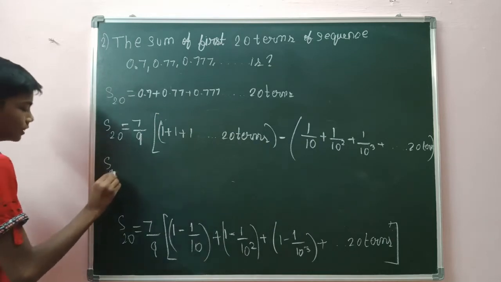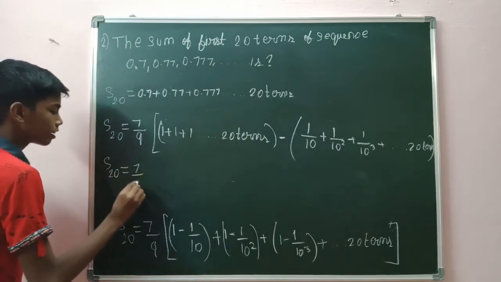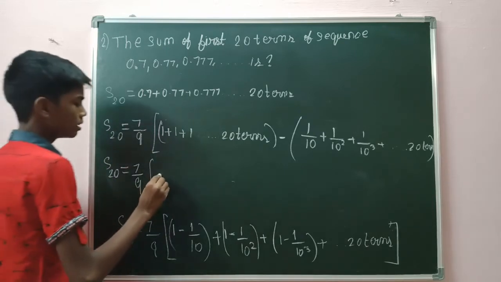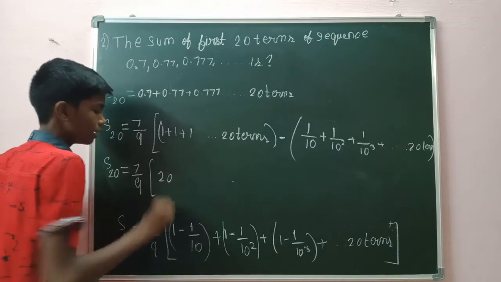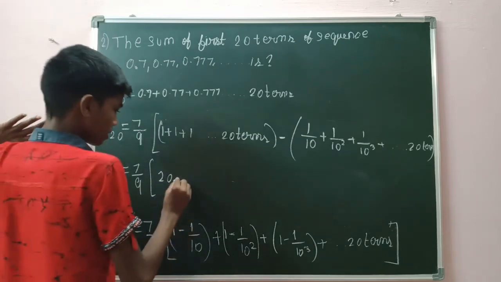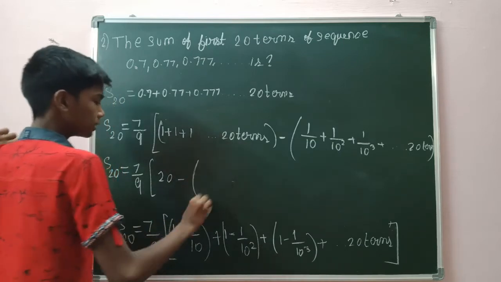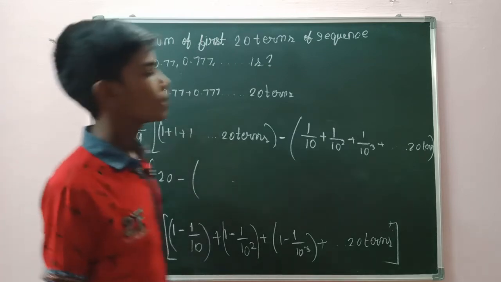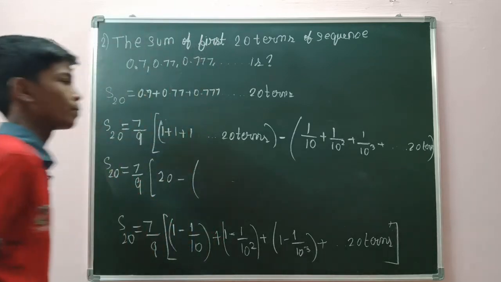It's a very easy question. S20 is equal to 7 by 9 into 20 minus the sum of 1 by 10 plus 1 by 10 square plus 1 by 10 cube, all the way up to 20 terms. If 1 is repeated 20 times, that means 20 terms, it will be 20 only. Such a simple thing. How will you find the rest?